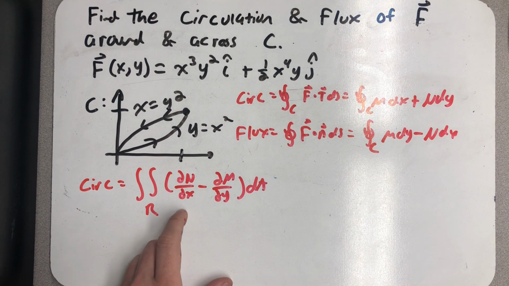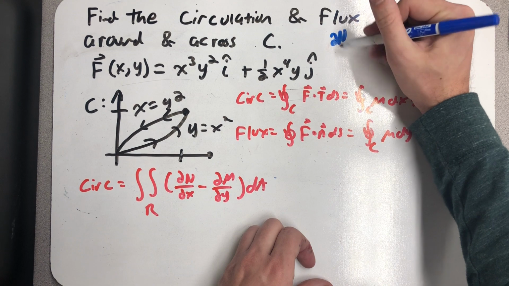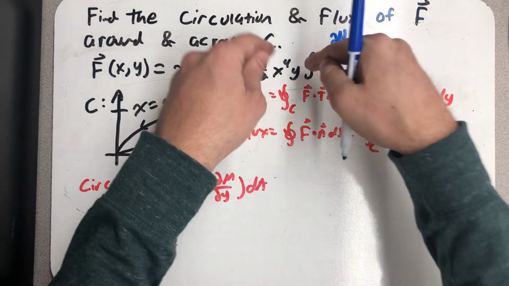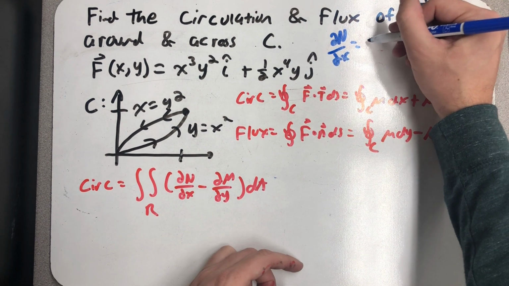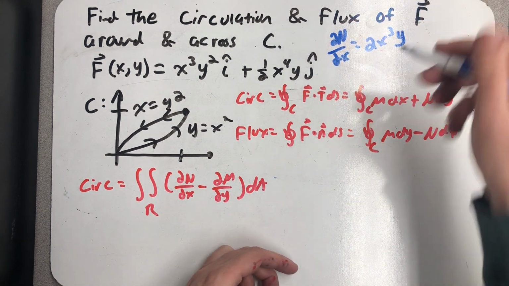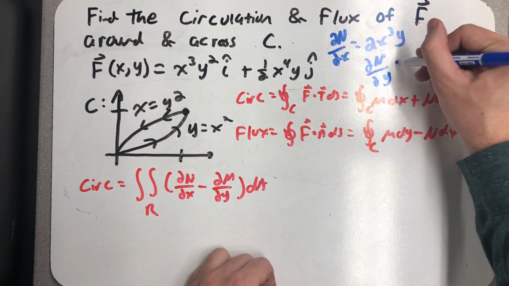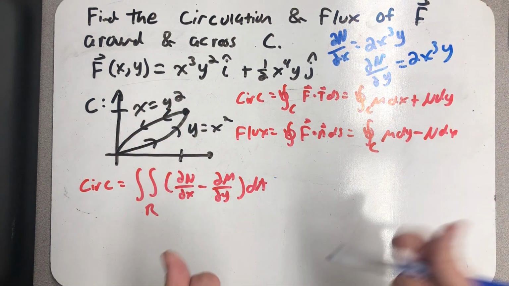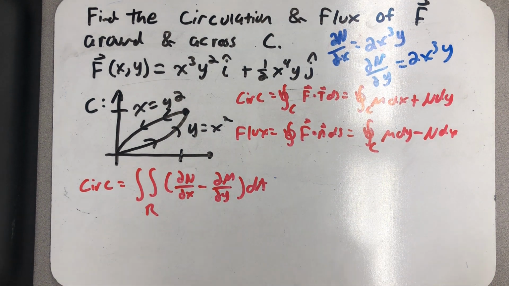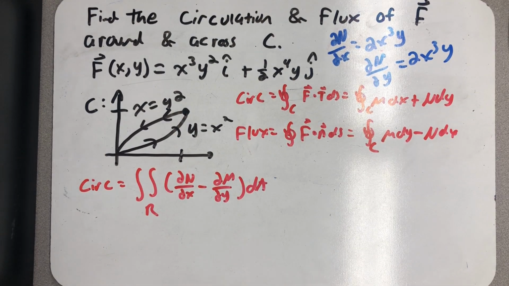So let's start off by finding some partial derivatives. The partial of n with respect to x. So n's the second component here, so I need to take its partial with respect to x. So let's see, that's going to be a 2x cubed y. And now I need to take the partial of m with respect to y. And so I look at the first component, and that's going to be a 2x cubed y. Oh, those are the same. That's my component test for a conservative field. This vector field is conservative, which means if I'm calculating this path integral, I'm going to get 0.